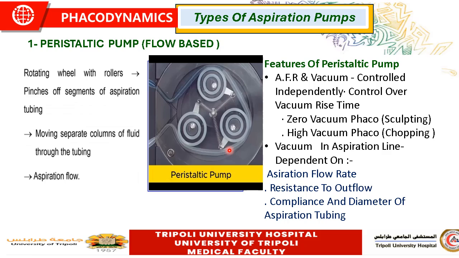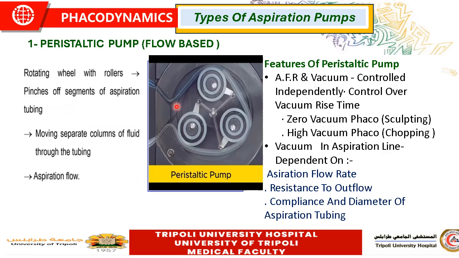Now, this peristaltic pump has a direct control over the flow rate. The more the speed of the pump, the more the flow rate. The flow rate represents the amount of fluid removed in milliliters per minute. And the other variable that is controlled is the vacuum. Once there is occlusion of the tip, the vacuum will build up.